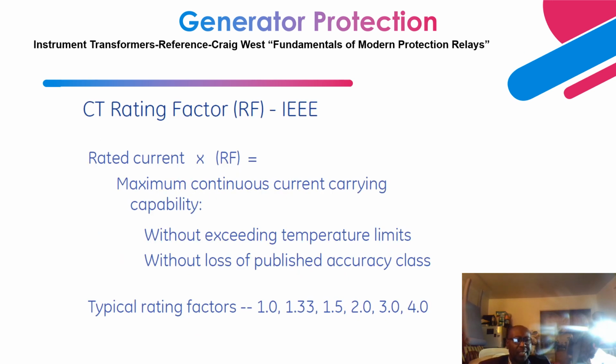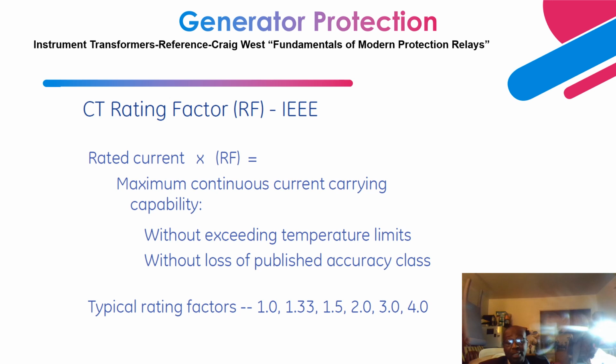So there's something they call a rating factor. Basically that allows the CT to carry overloading capability. Let's say you have a typical rating factor of 1.33. It means that the CT can carry an overload of 33% more than its rating. Let's say you have a CT with a primary current of 100 amps; it means the CT can carry 133 amps on the primary side if the connected equipment is overloaded, and it should not exceed its temperature limits. So this is basically the CT rating factor.